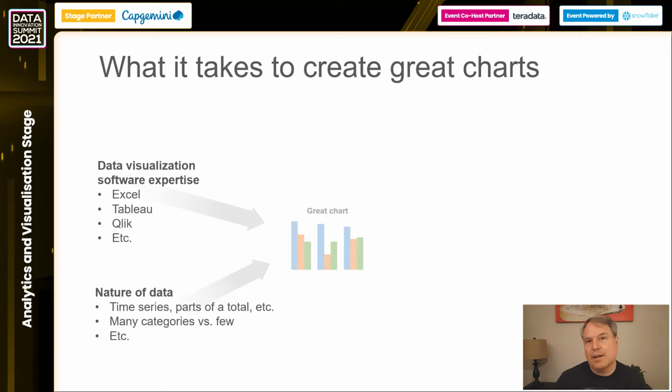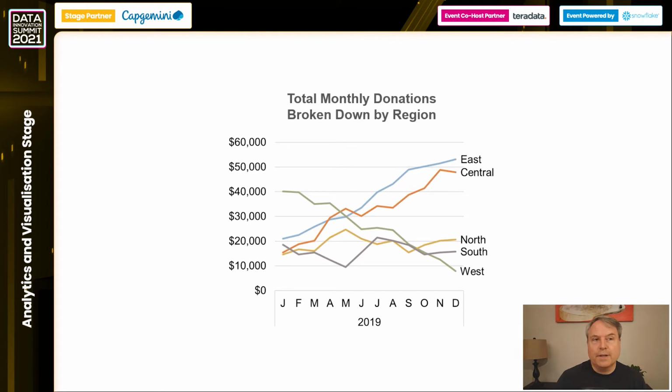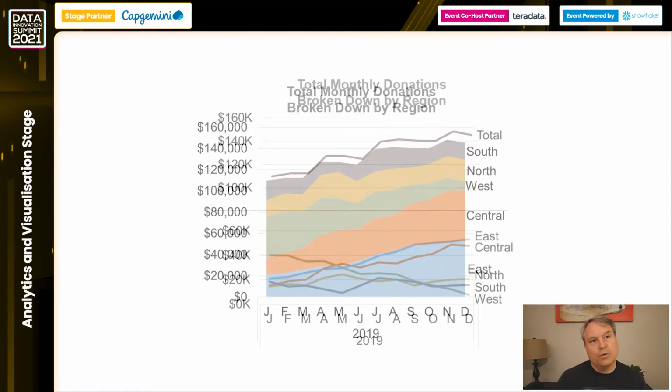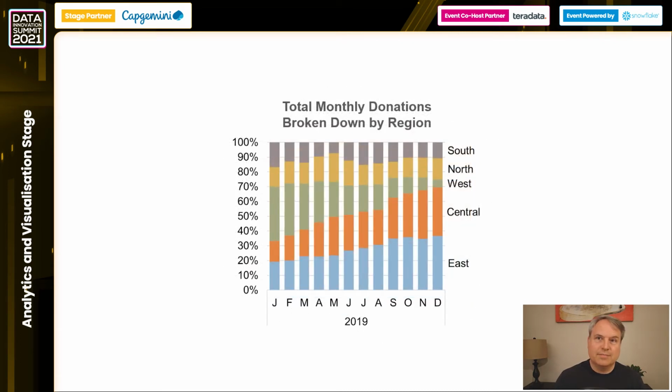What kind of data am I going to be visualizing? Like this, for example, maybe we need to visualize how the breakdown of a total changes over time. So here, I guess we're a charity. These are donations, and we have the total donations for 12 months, and then we have them broken down by region here, right? And so we could visualize this data like this, right? Or like this, or like this, or like this, or like this, or like this, right?